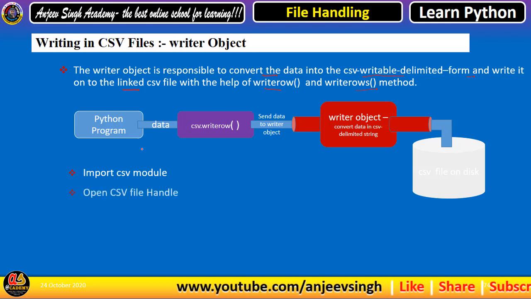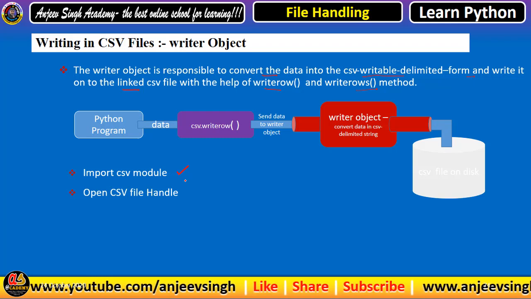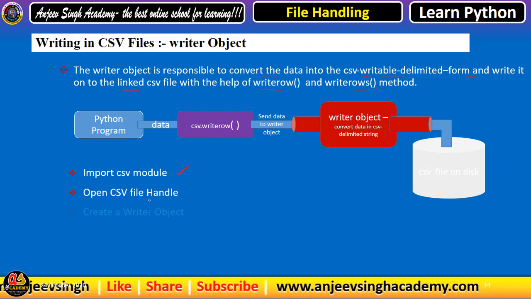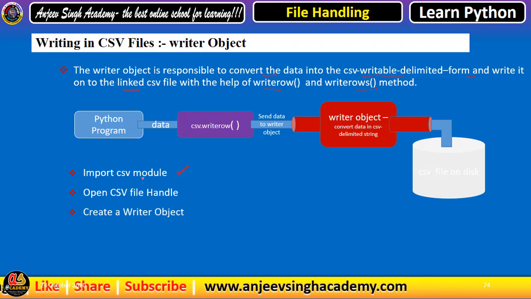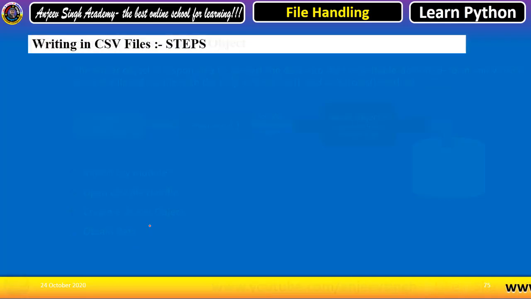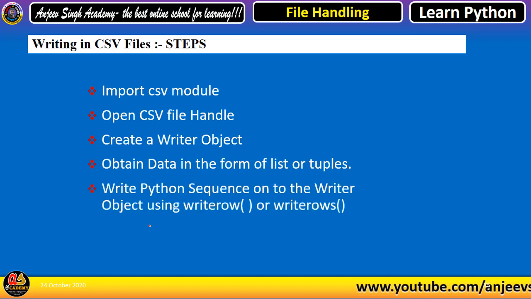How does it work, look: import csv. Now how will you do the whole work? First you have to import the csv module, and then you have to open your CSV file handle. Okay, first import the CSV module, then open the CSV file, and then create a writer object, and then perform the obtaining of data, get the data from the user, and at last you have to write it. So writing in a CSV file, what are the steps? Look at this. These are the actual steps which we have to perform.